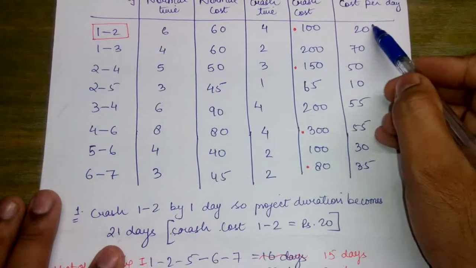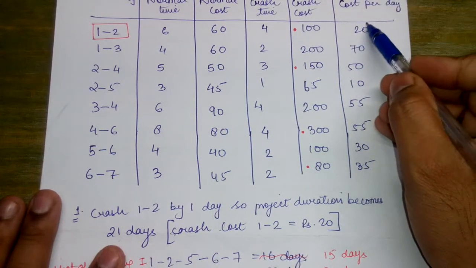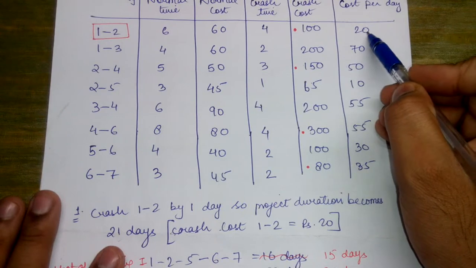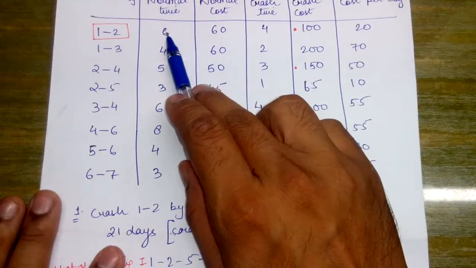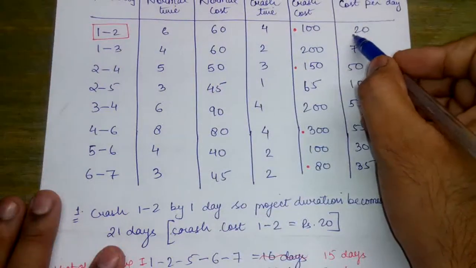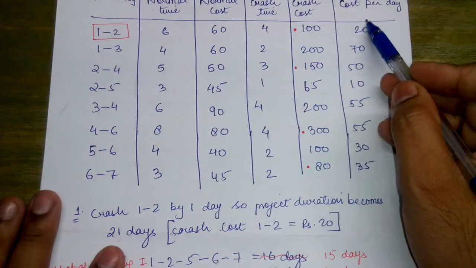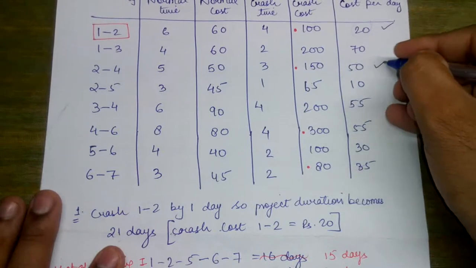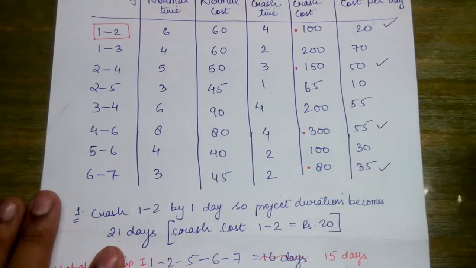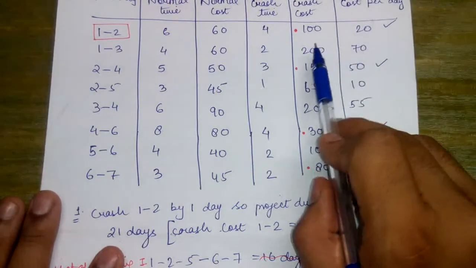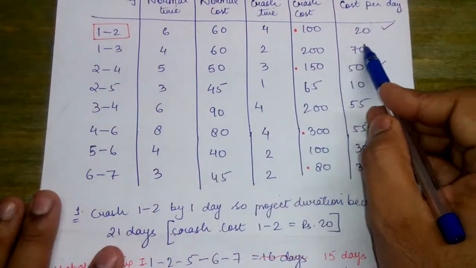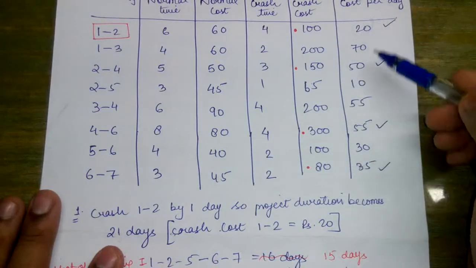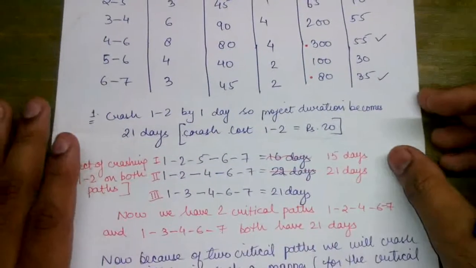Okay. So the cost per day is given as 20. How are we obtaining 20? We are obtaining 20 as 100 minus 60 upon 6 minus 4. So we are obtaining 20, and 20 is the least cost corresponding to the critical path activities. Okay. So how is 70 obtained? 200 minus 60 upon 4 minus 2 will give you 70.